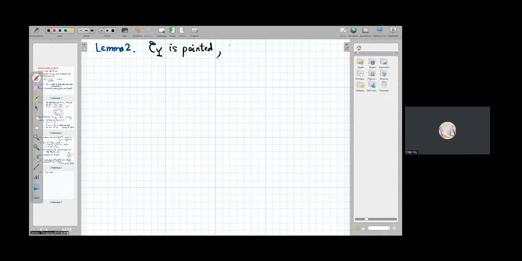And furthermore, for any D in the set of colors DY, the set of colors containing Y, the corresponding vector in the vector space E is non-zero. So VD bar is always non-zero. Let's first prove this.